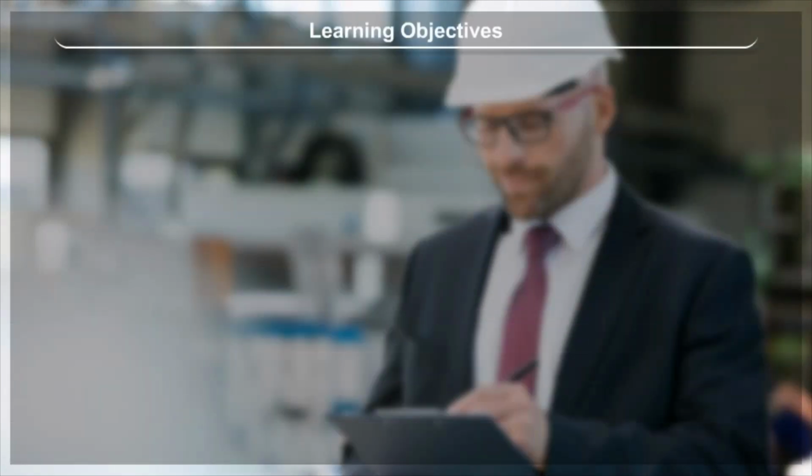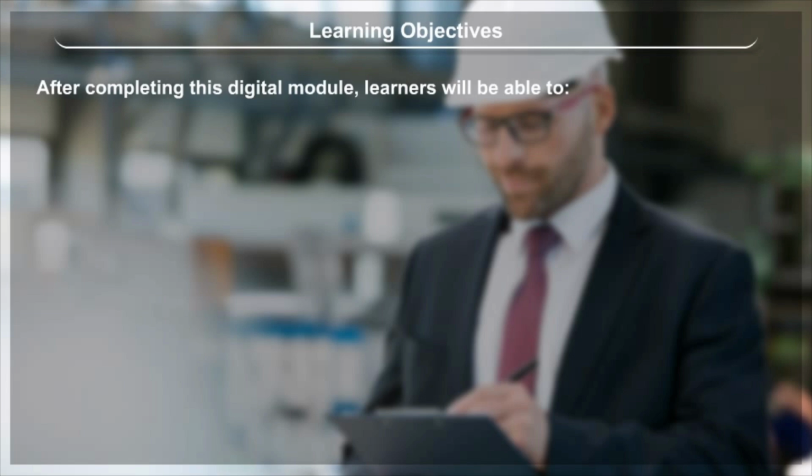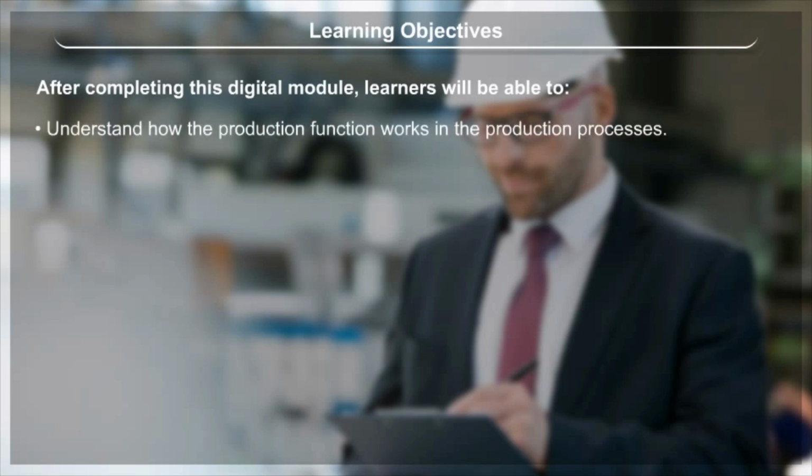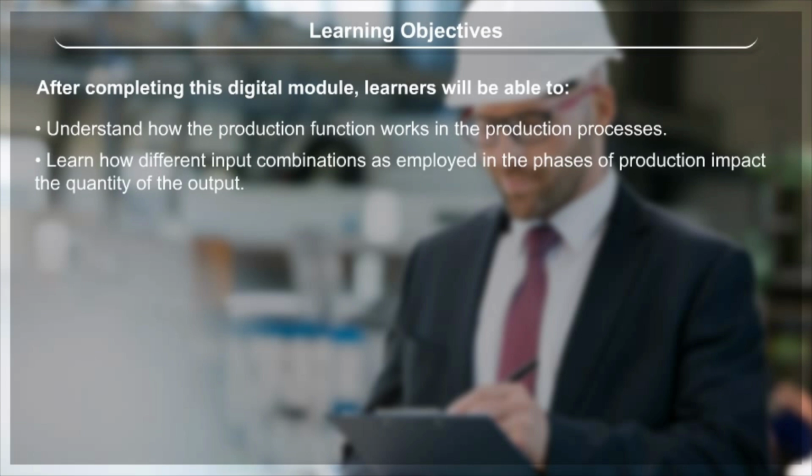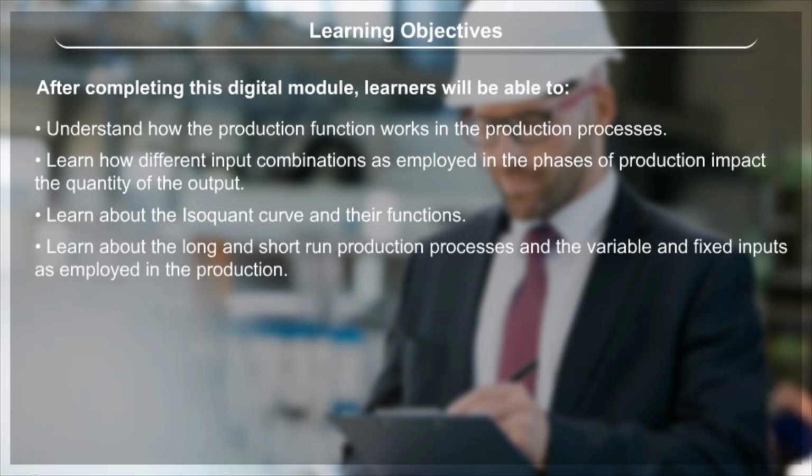Learning objectives. After completing this digital module, learners will be able to understand how the production function works in the production processes, learn how different input combinations as employed in the phases of production impact the quantity of the output, learn about the isoquant curve and their functions, learn about the long and short run production processes and the variable and fixed inputs as employed in the production.